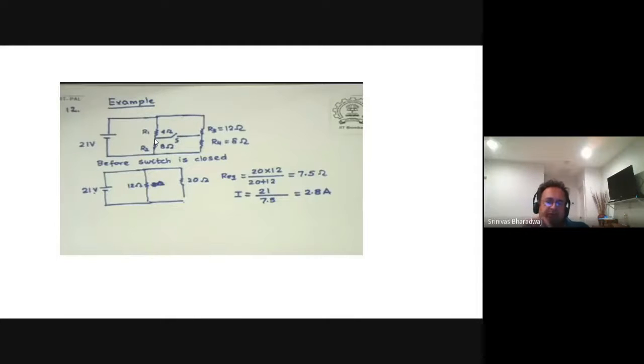V divided by 4 plus V divided by 12 equals 3. So what is V, the voltage at that point? You will get an answer, since you have only one variable, which is V. Once you get the V, V divided by 4 will give you the current through R1, and V divided by 12 will give you the current through R3.